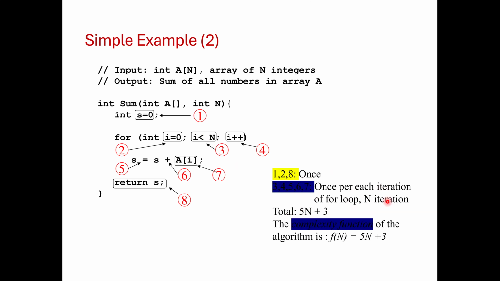That is basically saying that for this algorithm, of the 8 operations we identify, 5 of them will execute N times, and 3 of them will execute what? Once. That is why we have 5N plus 3. I hope I'm making sense.